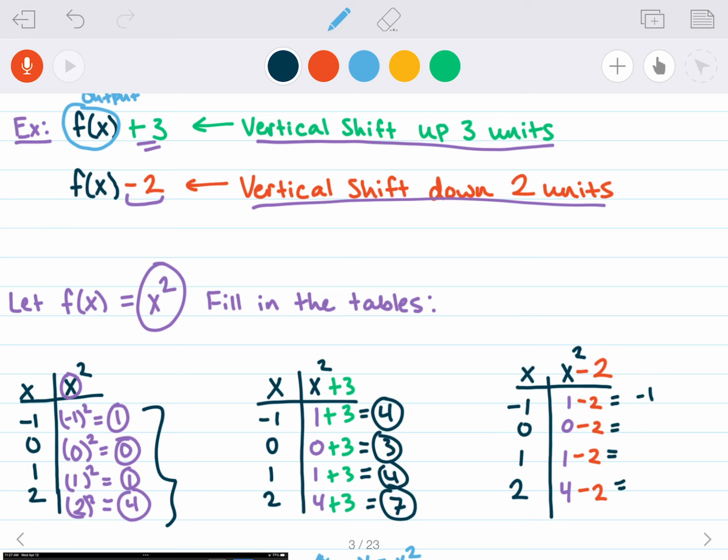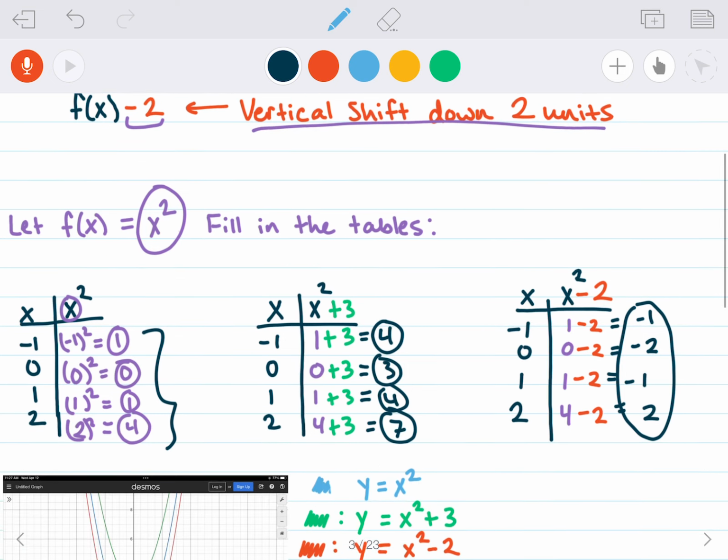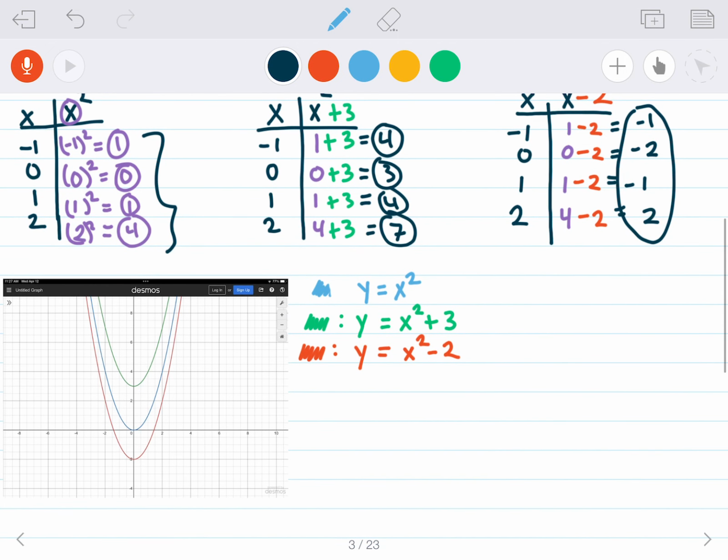So I get -1, -2, -1, and 2. So these are my new outputs for this transform function. Let's take a look at what these 3 graphs look like on Desmos. Here in blue, we have our parent function, just our basic boring function. In green, we have the function shifted up by 3 units. And we can see what's happening to the points that we chose.